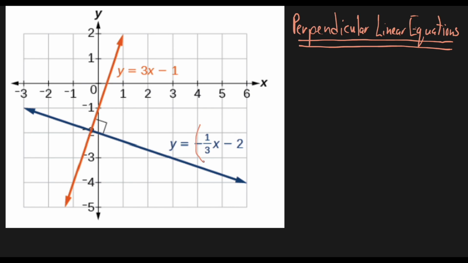Now the blue line, what is its gradient? Negative 1 over 3. And what's its y-intercept? Minus 2. You could see it from the graph, which is right here.